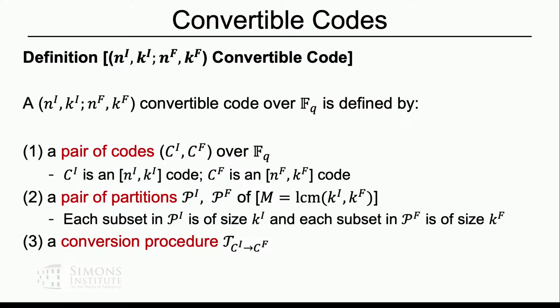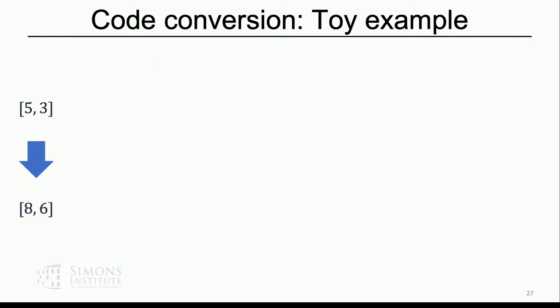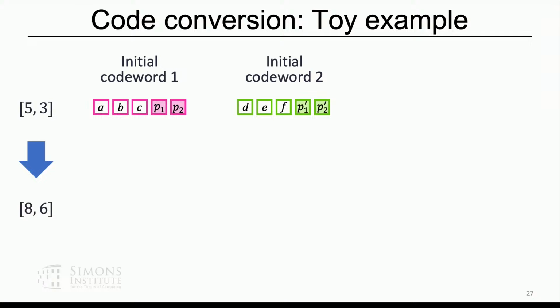Okay, so now what do I mean by doing better than default, and why do we think it is possible? So let's take a toy example. Let's say we are going from 5-3 to 8-6. So 5-3, again, using the systematic visualization, empty boxes and the colored boxes. So we have 2 initial code words. LCM of 3 and 6 is 6. So we have 6 message symbols and hence 2 initial code words, 2 parities each.